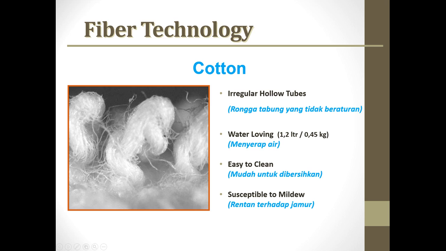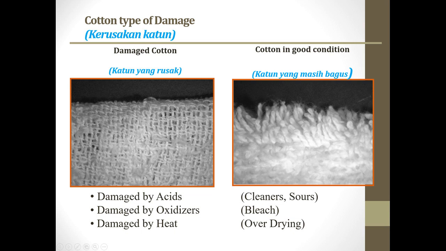First, we need to know about the fiber technology that is usually used to choose a bed linen. 1. Cotton. Cotton characteristics are irregular hollow tubes, water-loving, easy to clean and susceptible to mildew. This type of fiber could be damaged by acids, damaged by oxidizers, and damaged by heat.